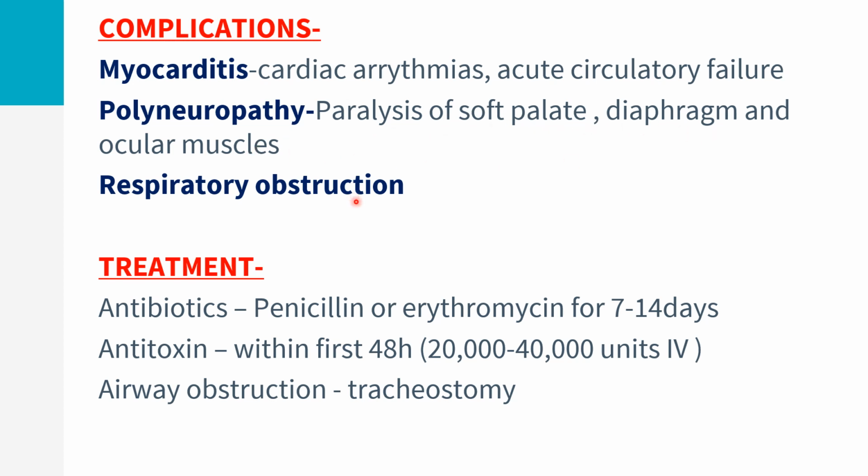There will be varied manifestations, but the more common amongst them is paralysis of the soft palate, diaphragm, and ocular muscles. Then this membrane goes deep and obstructs the larynx and the tracheobronchial tree, leading to respiratory obstruction. And whenever there is a respiratory obstruction, tracheostomy needs to be performed. Otherwise, the mode of treatment is penicillin or erythromycin given for a period of 7 to 14 days. Antitoxin should be given as early as possible to prevent the complications, usually within the first 48 hours, and the dose is 20,000 to 40,000 units, which is given IV.